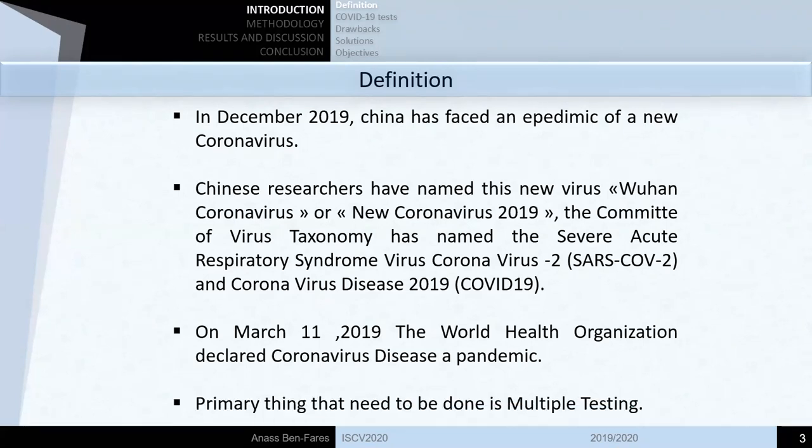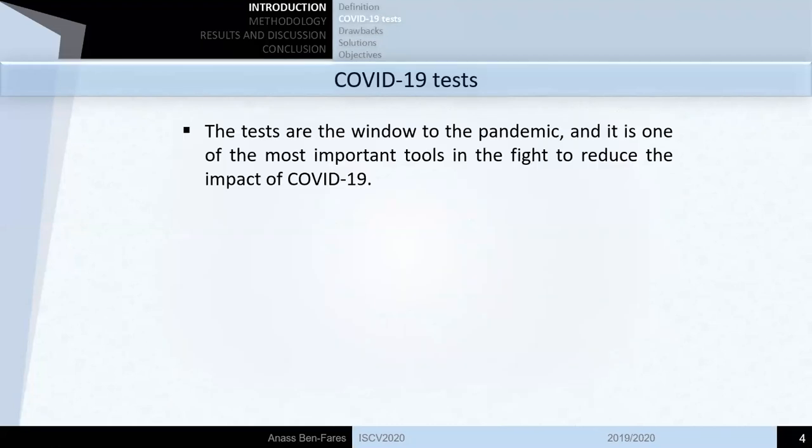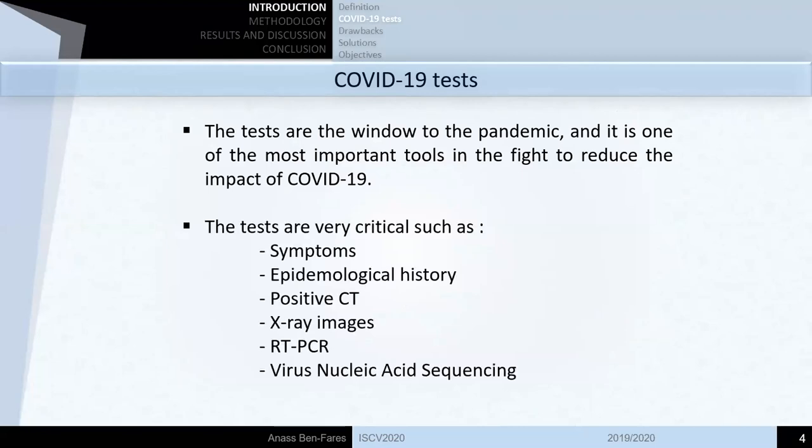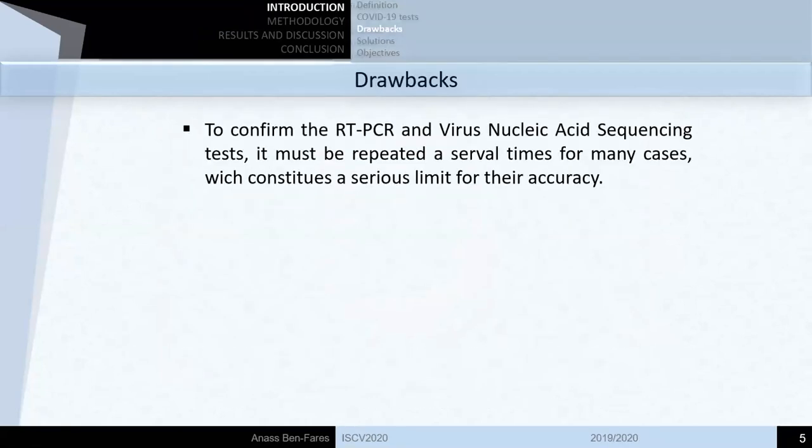So, in this particular scenario, one primary thing that needs to be done, and has already started in the majority of countries, is multiple testing. The tests are the window to the pandemic and its spread. Without testing, we have no idea and no way to understand this pandemic. Testing is one of the most important tools in the fight to slow and reduce the spread and impact of the virus, and it also helps to identify infected people. But we can understand that these tests are very critical, such as clinical symptoms, epidemiological history, positive CT, X-ray images, positive pathogen tests based on real-time RT-PCR, and virus nucleic acid sequencing. But to confirm those last two tests, they must be repeated several times for many cases, which constitutes a serious limit to their accuracy.